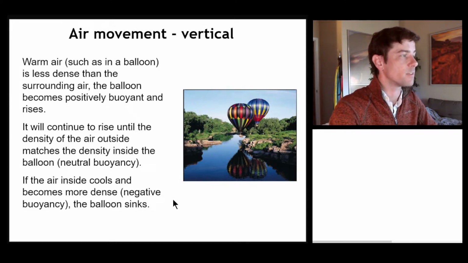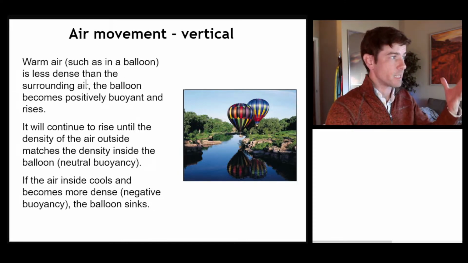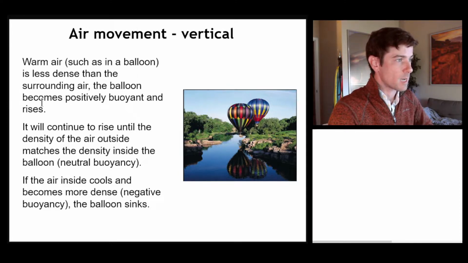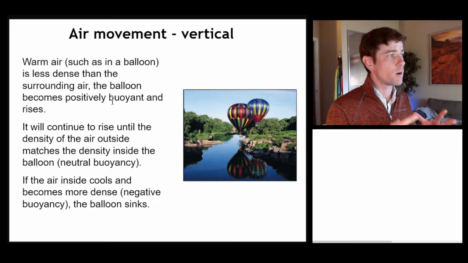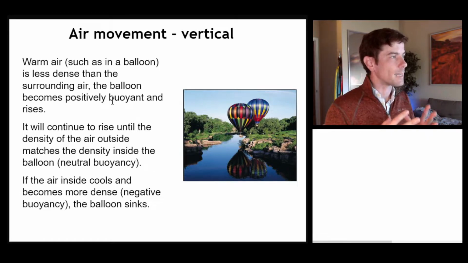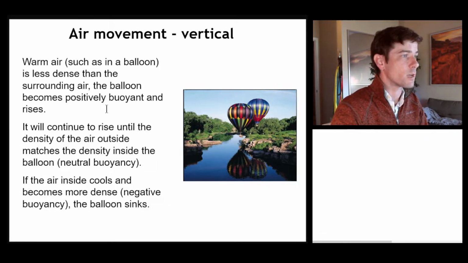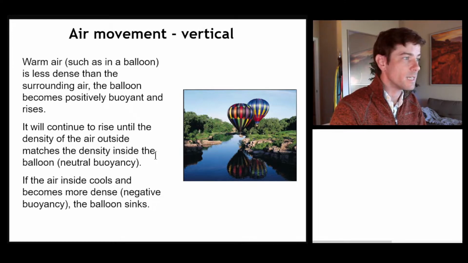All right, air definitely follows that trajectory, and so warm air, such as in a hot air balloon, is less dense than the surrounding air because you're taking a torch and heating it up. That causes the balloon to become positively buoyant, as we would say. It's like taking a balloon full of air and pushing it underwater. The contents within the balloon are far less dense than the contents outside, and so the balloon tends to rise until it reaches what we would call neutral buoyancy, right? It'll continue to rise until the density of the air outside matches the density inside the balloon.